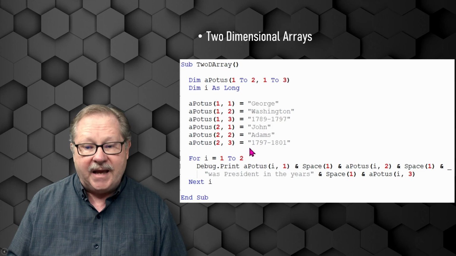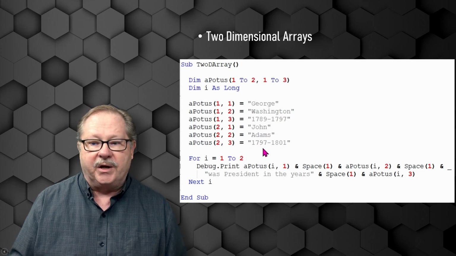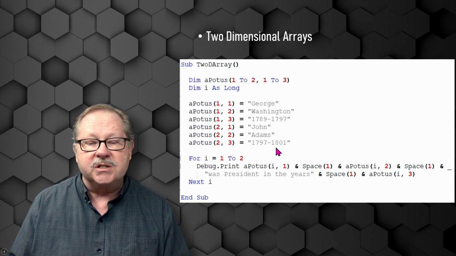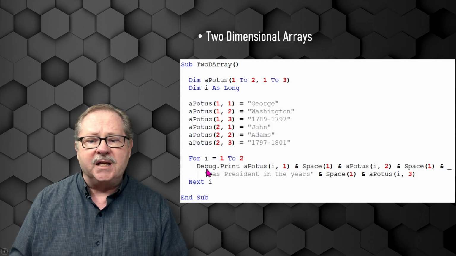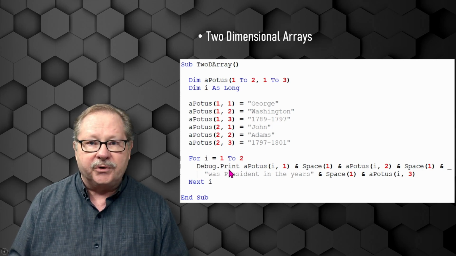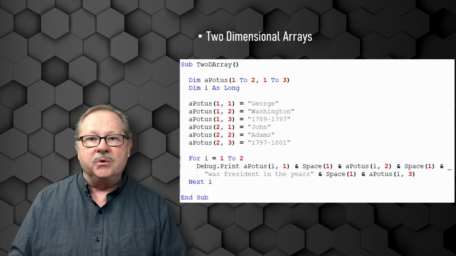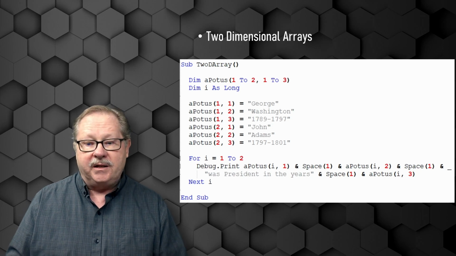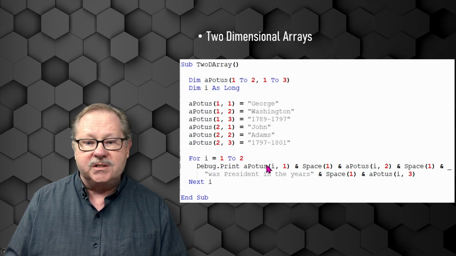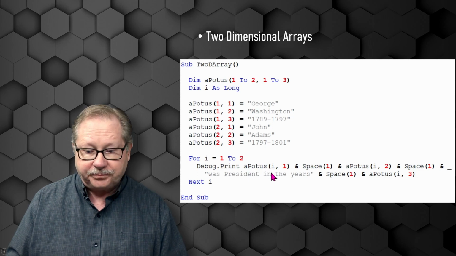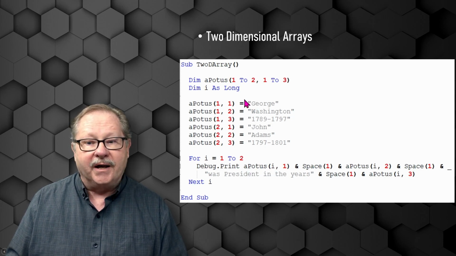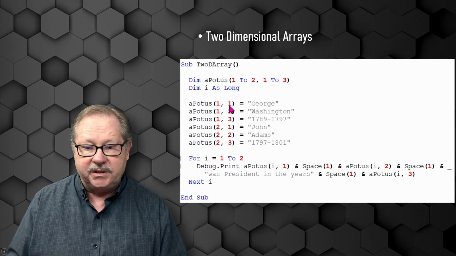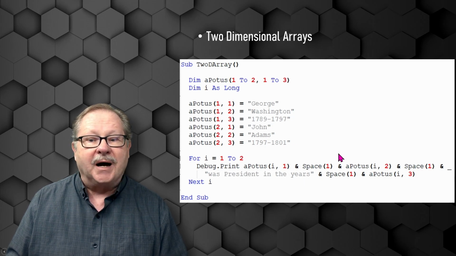And then I have John Adams, who served from 1797 right after him for 4 years until 1801. I'm going to do a debug.print and push it out into my immediate window. In the immediate window, I'm going to take my variable aPOTUS, with the check digit of I, so that's going to be this first one here, and 1, because that's going to be my first spot here.